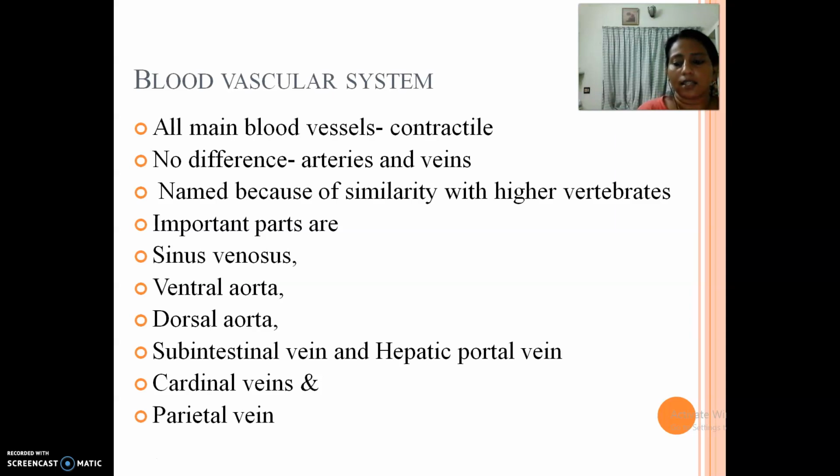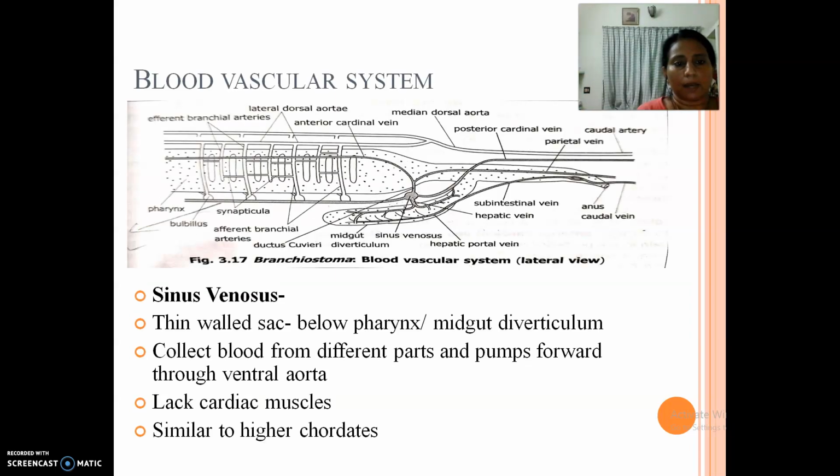We will continue with each and every part of the blood vascular system in detail. Coming to the first part, the sinus venosus. You can see in this diagram the sinus venosus, and here is the anterior side of the animal, and this is the posterior side.